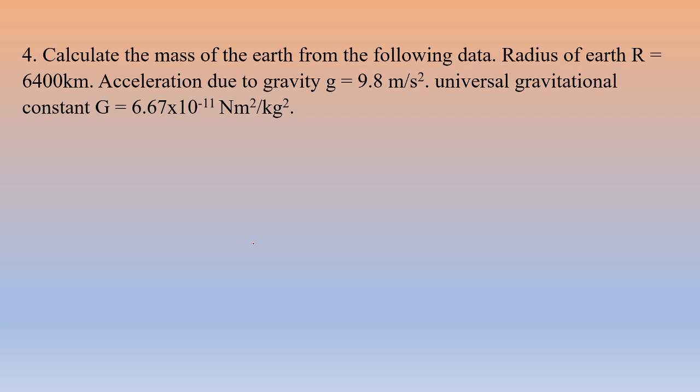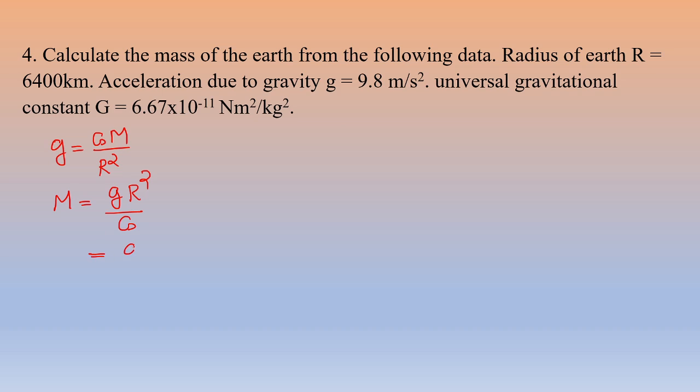So what is the formula for finding the mass of the Earth? That is, we have the relation small g is equal to capital GM divided by R square. From that, capital M is equal to small g R square divided by capital G. Okay, we can substitute all the values.